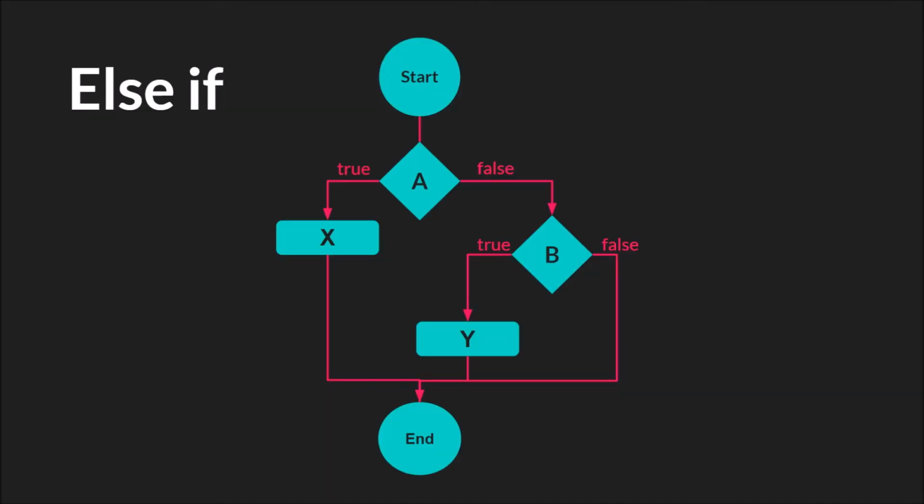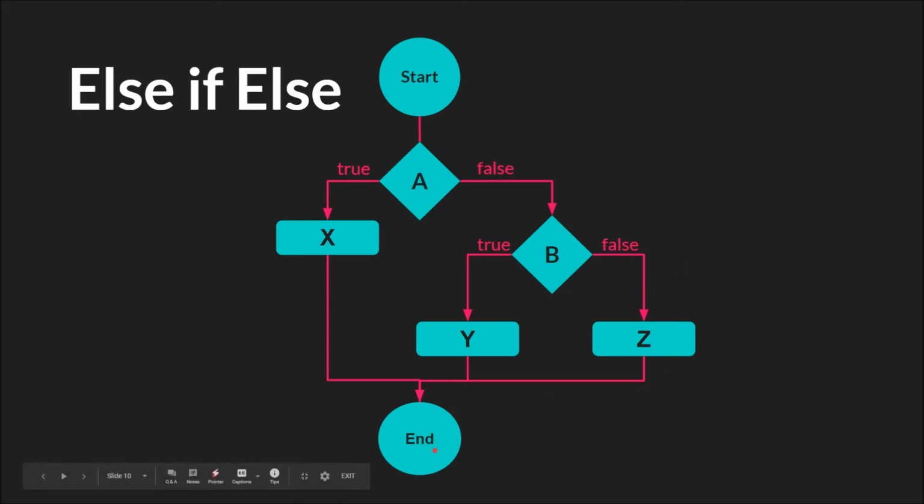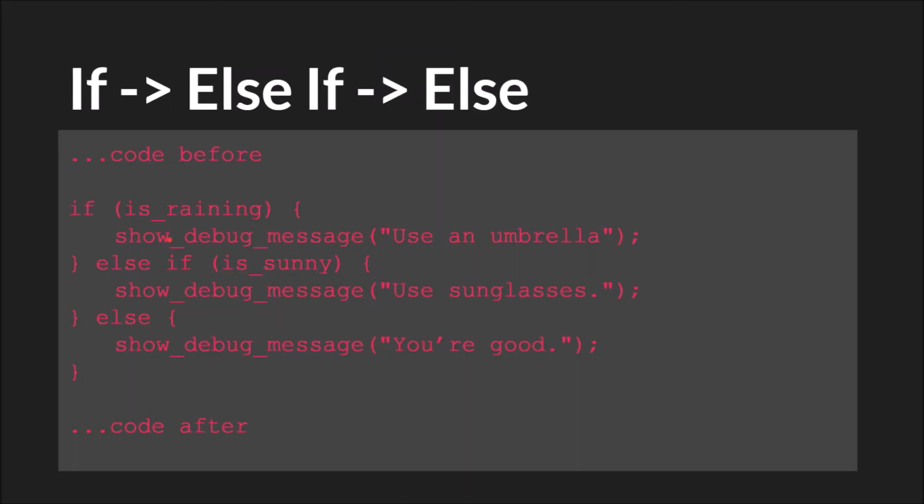And in fact, you can see that in this chart, where this looks like the if-else, and then this looks like another if statement. And of course, you can add an else statement to the if-else as well. So you can say, if A, do this, else if B, do this, else, do that. And then the code will continue. That would look like this. If it's raining, use an umbrella. Else if it's sunny, use sunglasses.